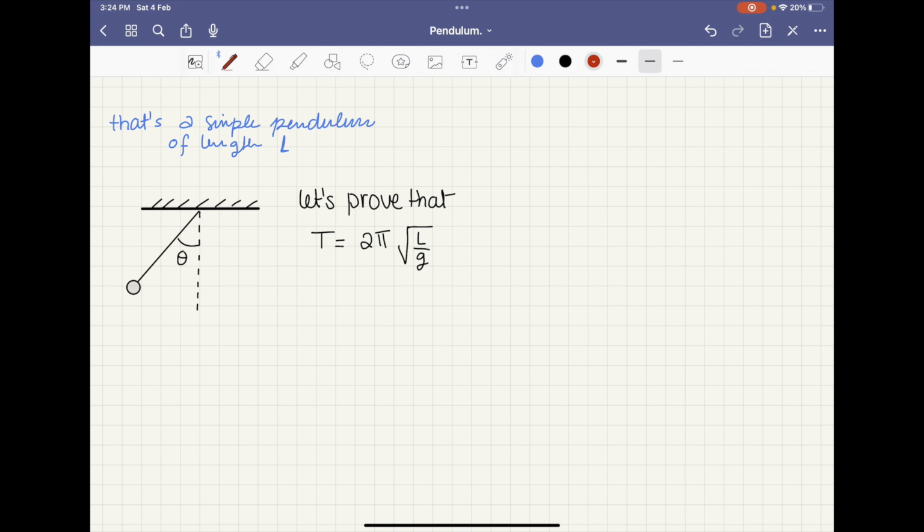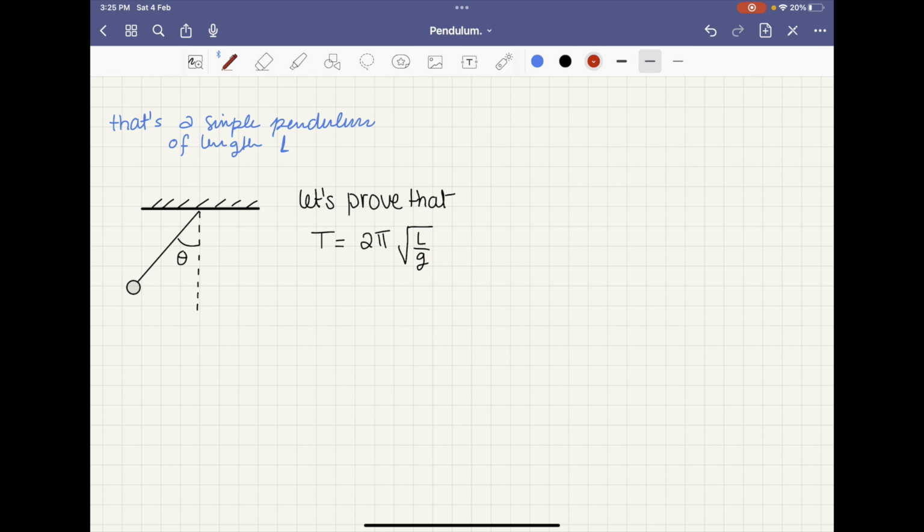Over here we have a simple pendulum of length L, the string length is L, that is oscillating. We want to prove that T, the period of the full cycle, is equal to 2 pi multiplied by the square root of L, the length, divided by g, the acceleration due to gravity.